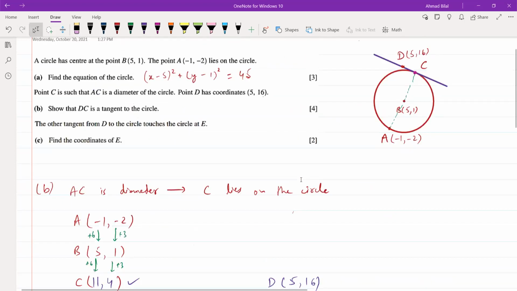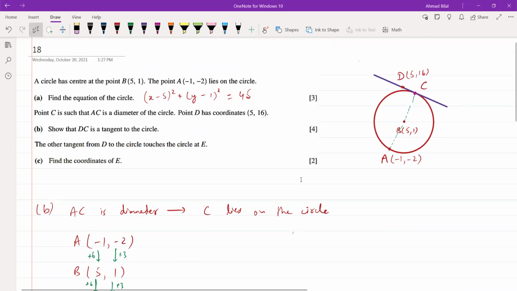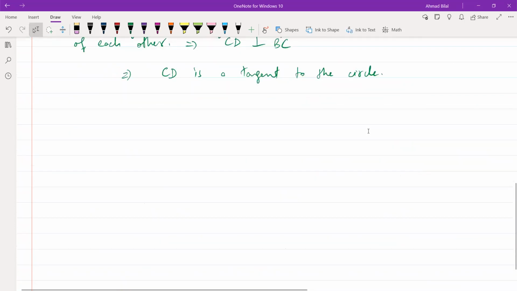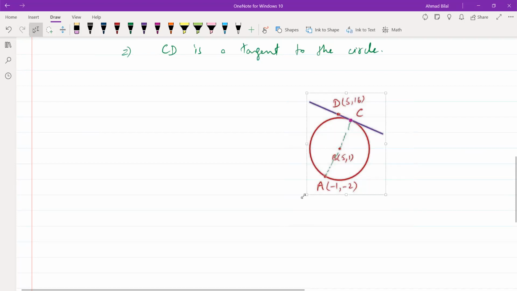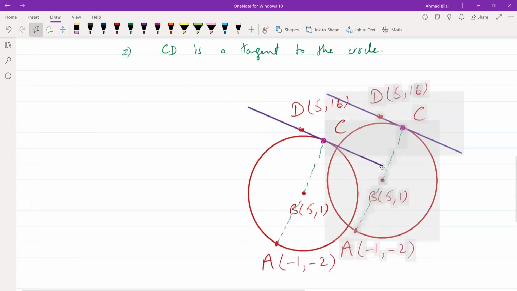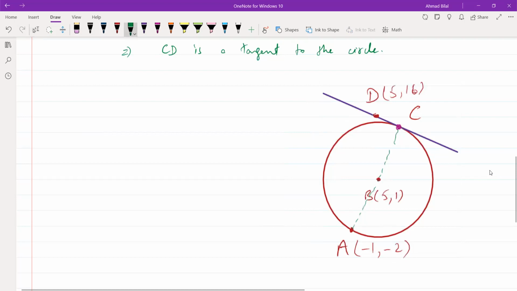Let's look at the last part then. The last part says the other tangent from D to the circle, it touches the circle at E. So there's a point E where it touches the circle now. Let's copy that figure here. So this is what the situation looks like. So there's another tangent that is coming from the point D. So there was one tangent here, the right side पर जा रहा था. Let me draw that again here.